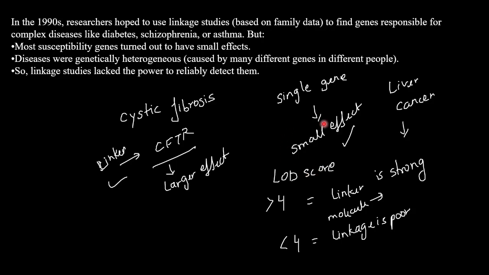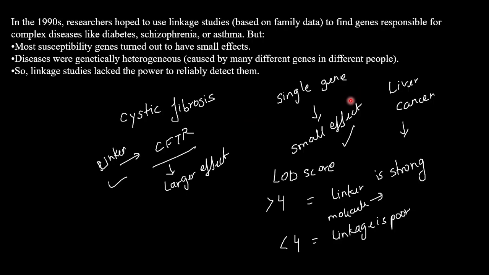But in complex diseases, a single gene makes only a small effect. So if you calculate the LOD score, you will never find a LOD score more than 4, except in very rare cases. Otherwise you will find the LOD score less than 4. So even though you find the linker, you will say no, this gene is not linked with this linker molecule, and that's how you miss the disease causing gene, even though it is contributing to the disease.